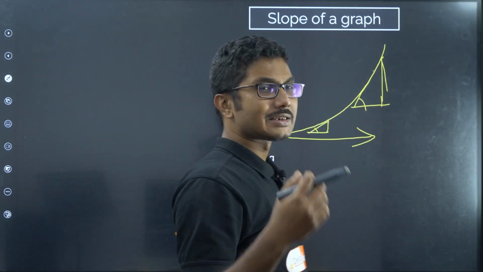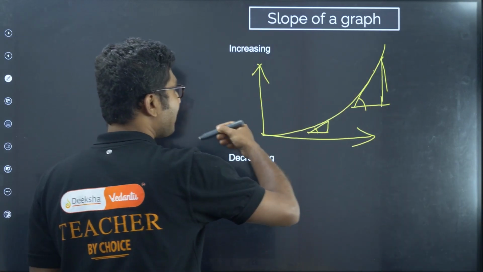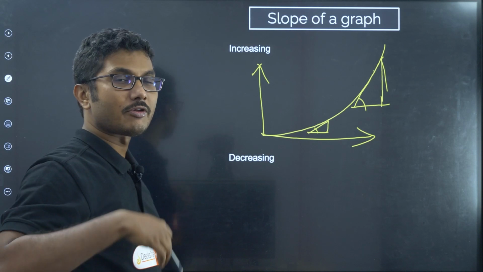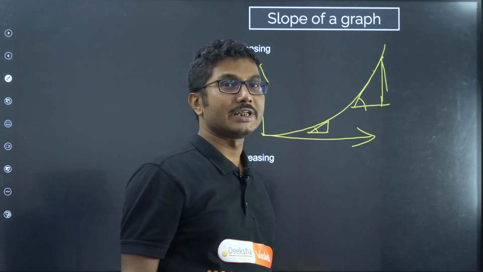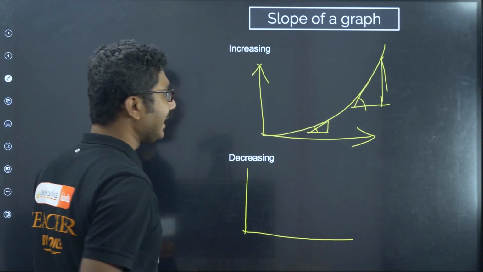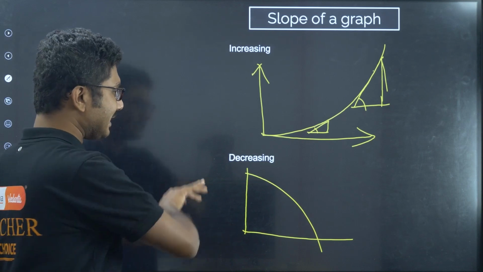Sometimes they will ask you to draw a velocity time graph where velocity is increasing. Velocity increasing means its slope will increase. In a distance time graph, the slope is velocity. So for a distance time graph with velocity increasing, this will be the graph. Now, decreasing slope. Many people think if I draw a graph like this, it will be decreasing, because it is decreasing.